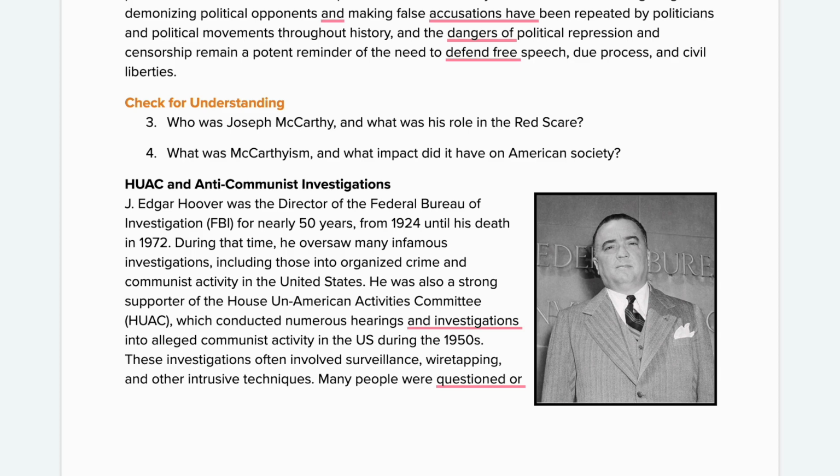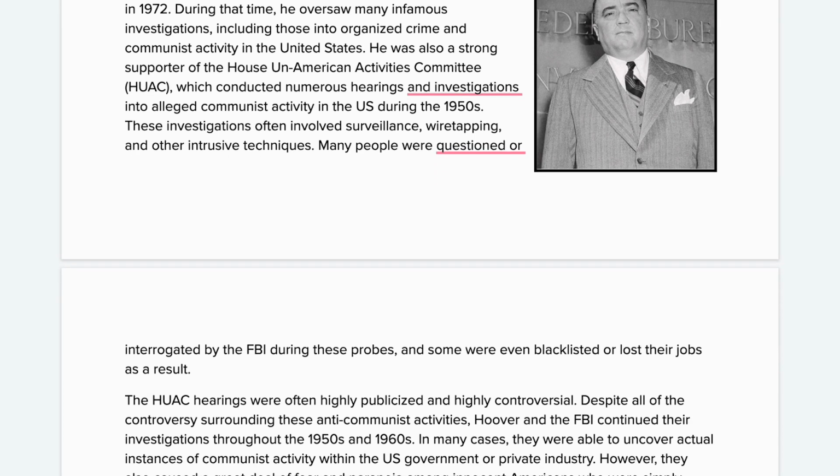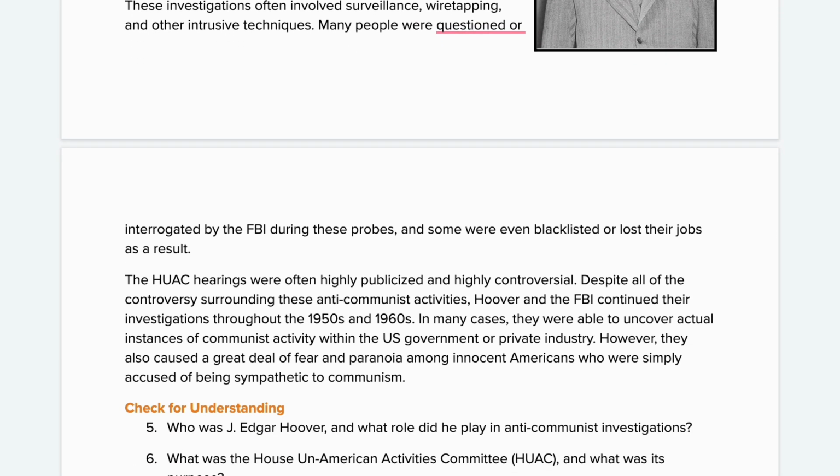during the 1950s. These investigations often involved surveillance, wiretapping, and other intrusive techniques. Many people were questioned or interrogated by the FBI during these probes, and some were even blacklisted or lost their jobs as a result. The HUAC hearings were often highly publicized and highly controversial.